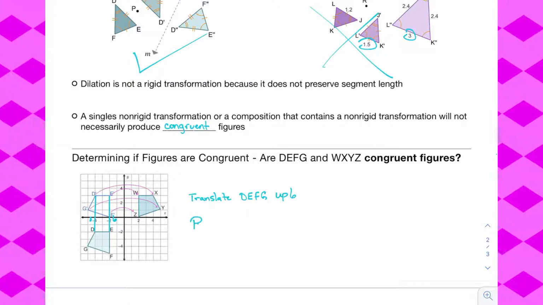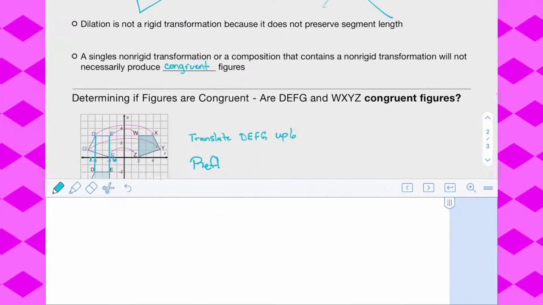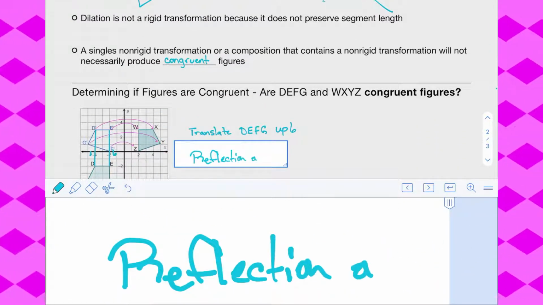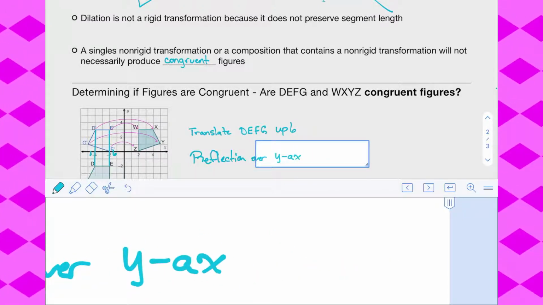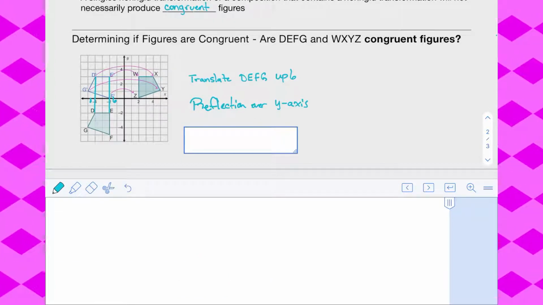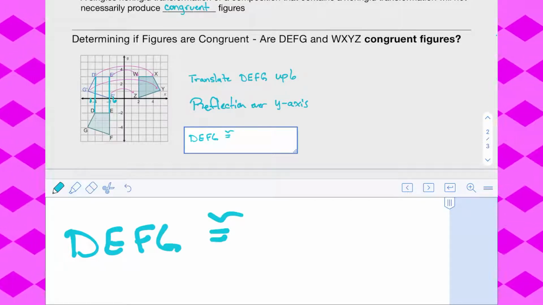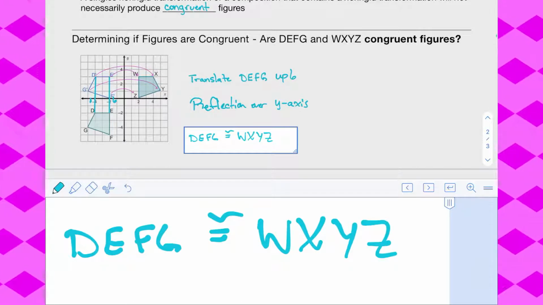And then if we reflect D'E'F'G' over line Y, then it's congruent. So because it was a sequence of only rigid transformations, that tells us that DEFG is congruent to WXYZ.